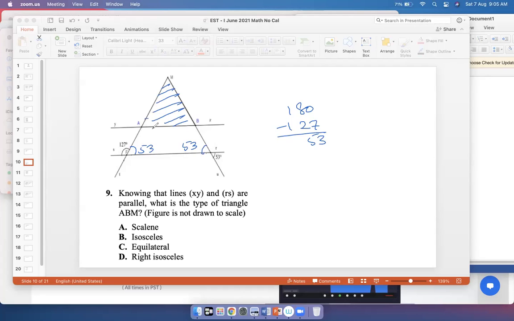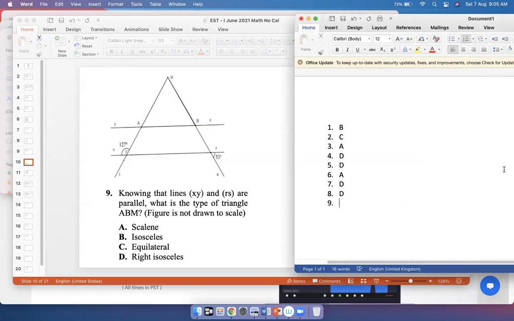And these two are parallel, so this angle is 53 and B is also 53. What is M? M will be 180 minus 2 times 53. So 180 minus 106, which is 74. So M is 74. This will be an isosceles triangle because two angles are equal. So option B. That's the 9th, B.